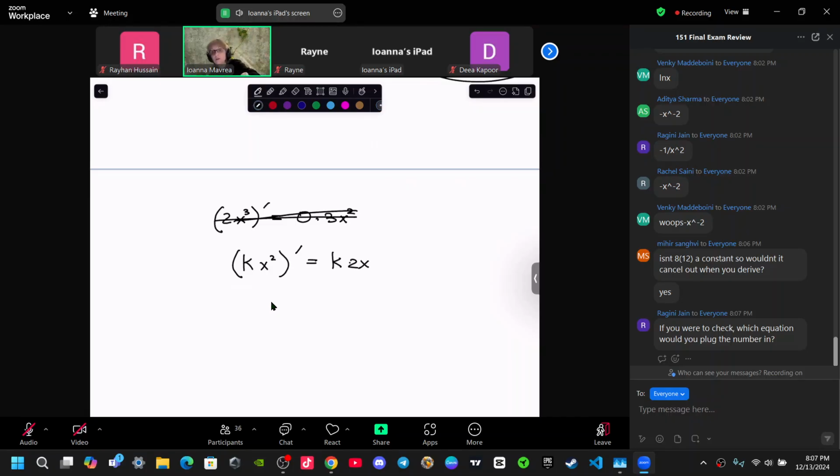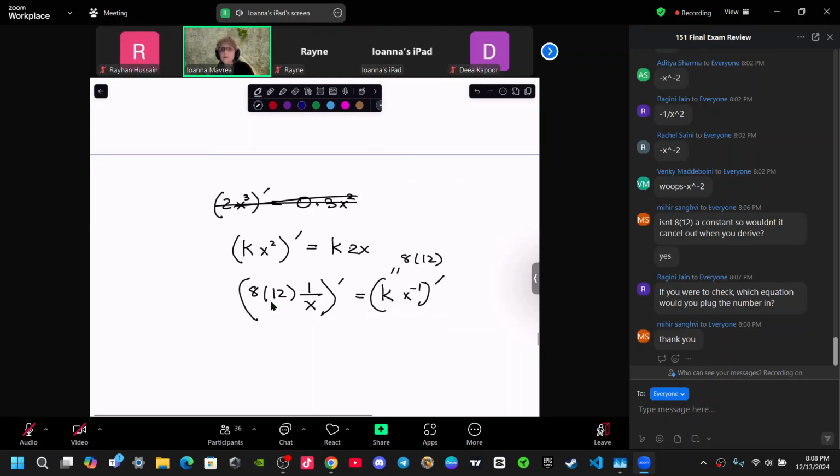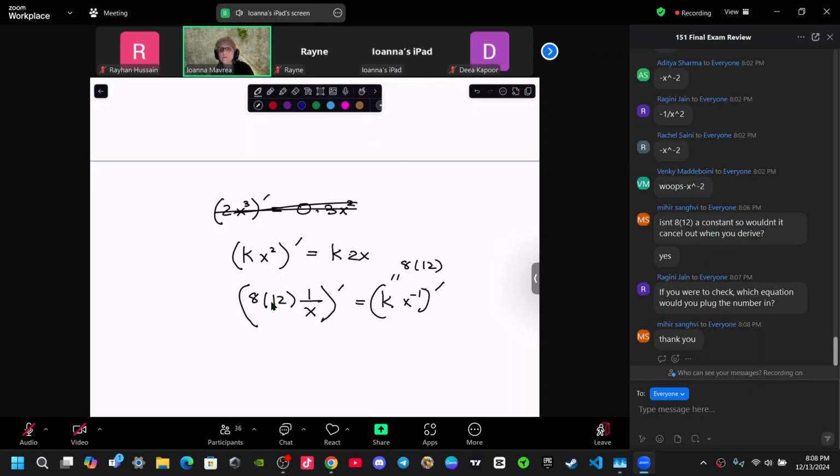Constant factor, right? So when you have 8 times 12 with a derivative of 1 over x, this is the same as a constant, 8 times 12, times x to the negative 1 derivative. The constant stays, right? You mean check what? That the 2 is correct or that it gives you a minimum?